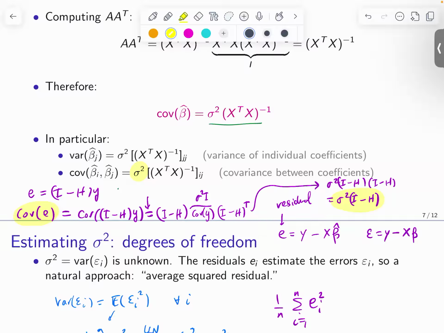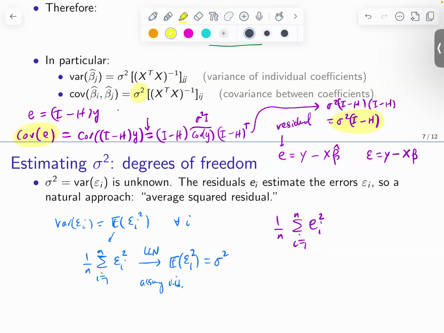It's not going to be the identity. I minus H is not the identity. Do it as an exercise for yourself, using the properties of I minus H. I just want to show that the coordinates are correlated. Another way of seeing it is that they live in the orthogonal complement of the image of X. So they have to satisfy certain relations. They're not free to be anywhere in R^n.